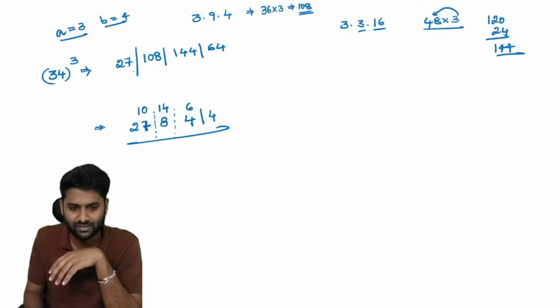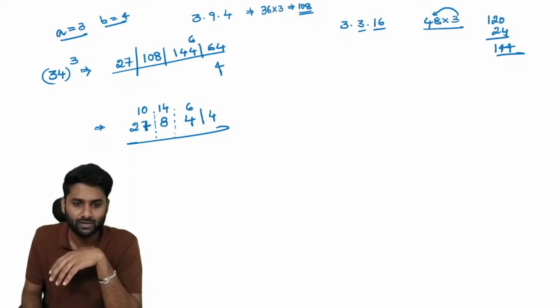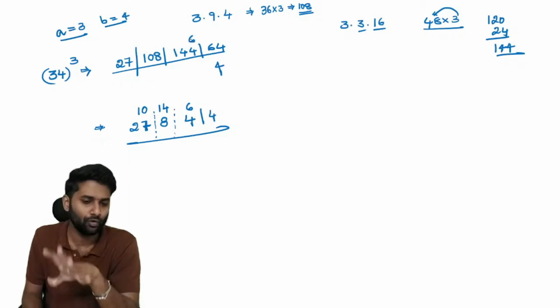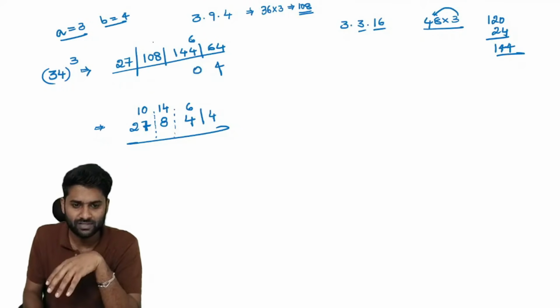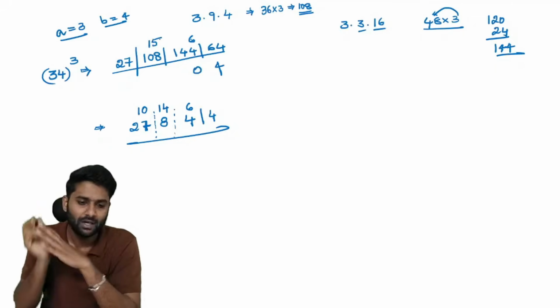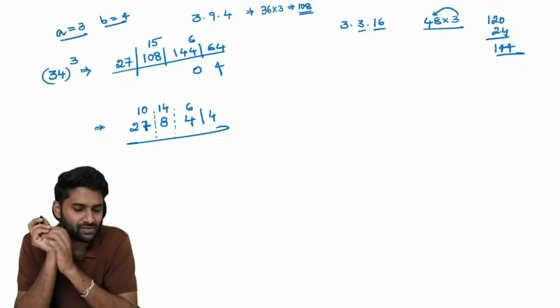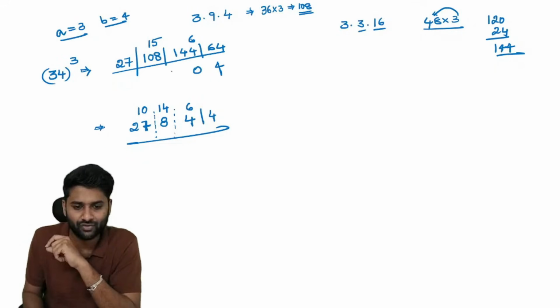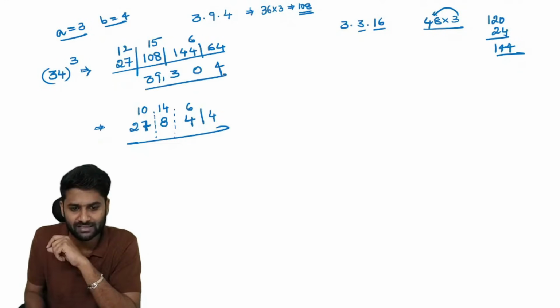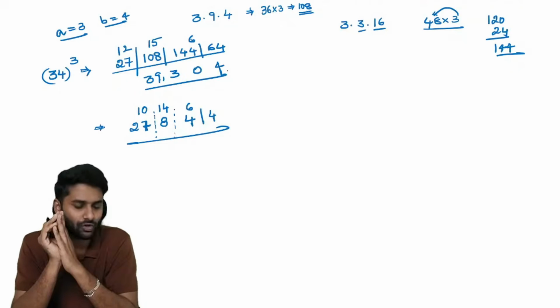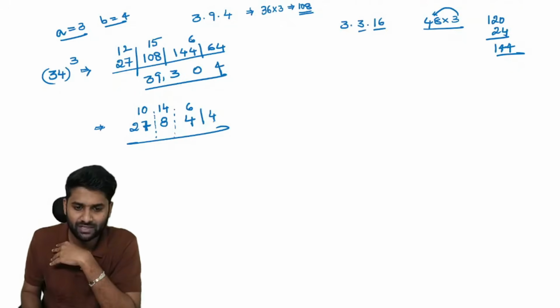Finally resultant. Now see. So here 4, 6 is carried over. Now 6 plus 144 is 150. So 0, 15 is carried over. 108 plus 15 is 123. 123 means 3 and 12 is carried over. And 27 plus 12 is 39. Final answer 39,304.